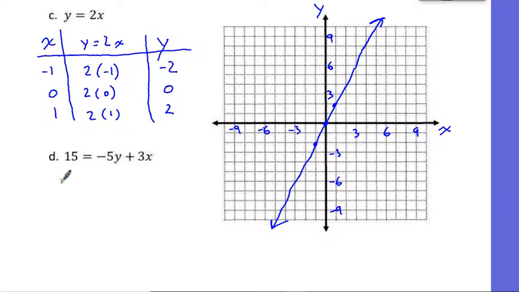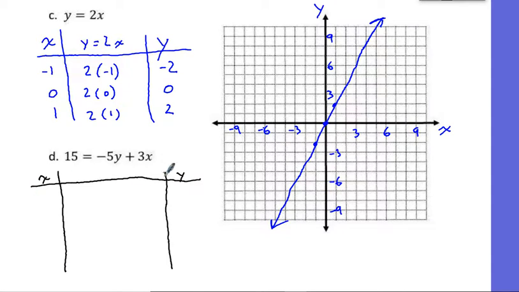Example D. X, y. And for time I'm not going to rewrite the equation, I'll just put it in there. When the equation is long like this, you might choose special values like 0, which I've chosen every time. 0 is one that will create less work and therefore eliminate potential error.